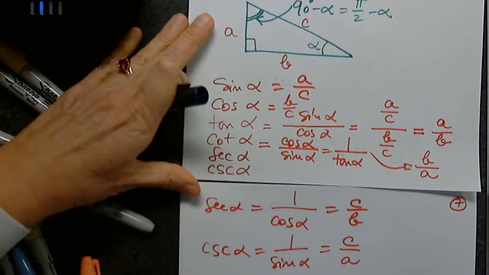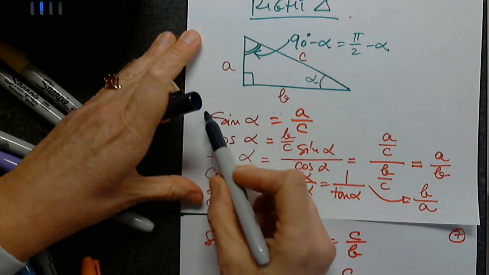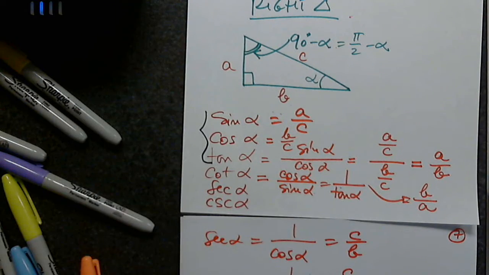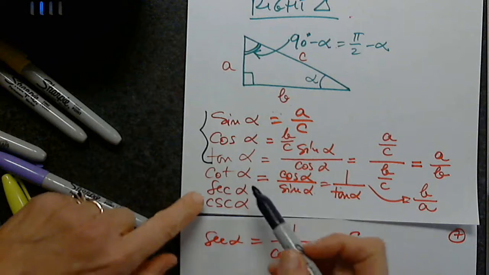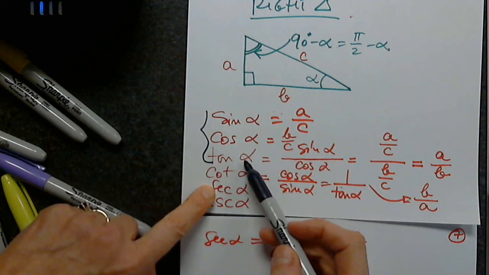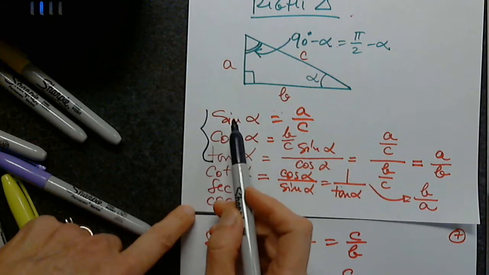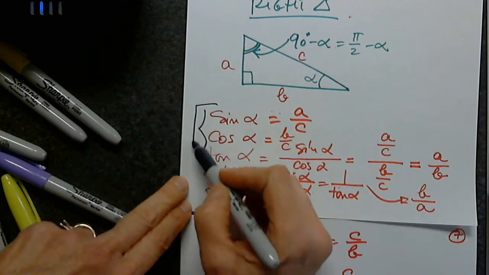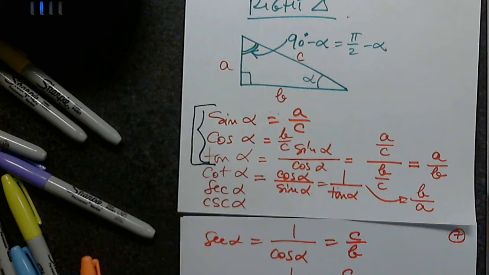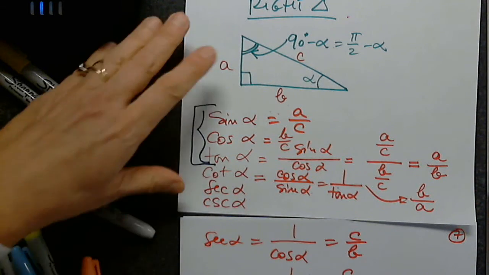Now, if you simply remember these three at first, till you get used to the other three, you're in good shape. Because I know that cotangent is 1 over tangent, secant is 1 over cosine, and cosecant is 1 over sine. So these are, I wouldn't say the core ones or the most important, I wouldn't go that far, but these will give me everything else. Okay.